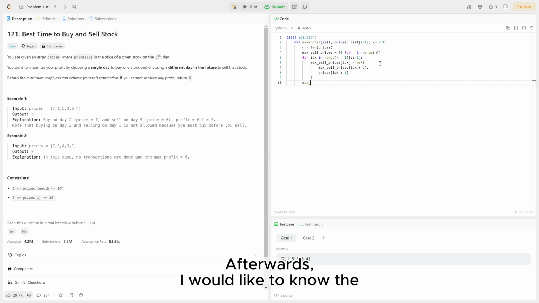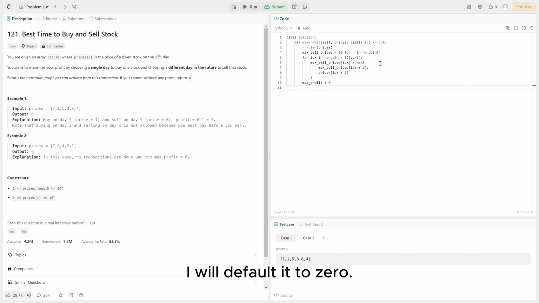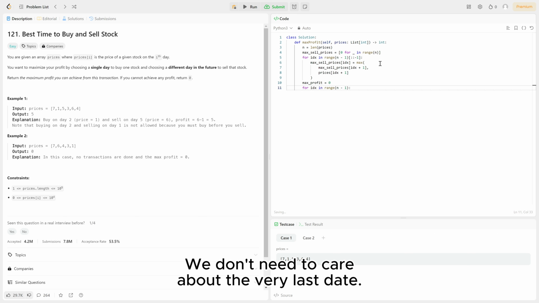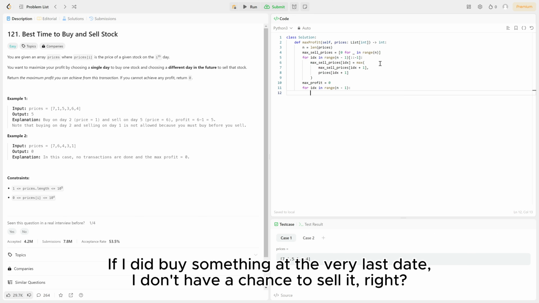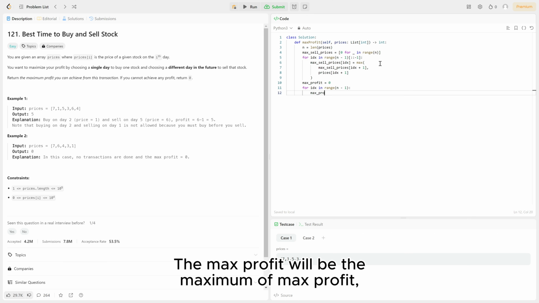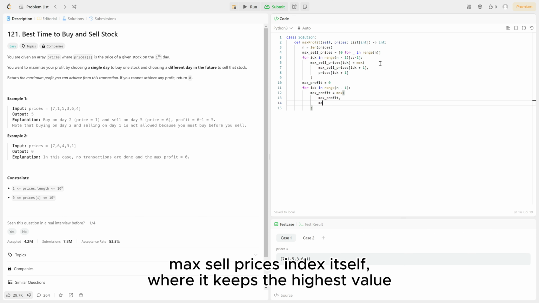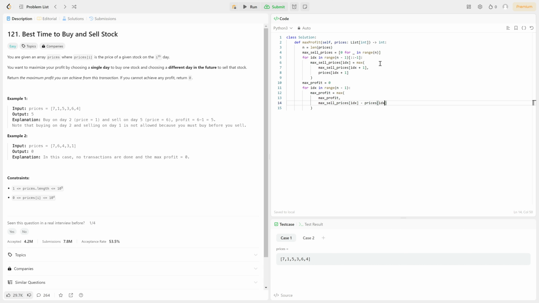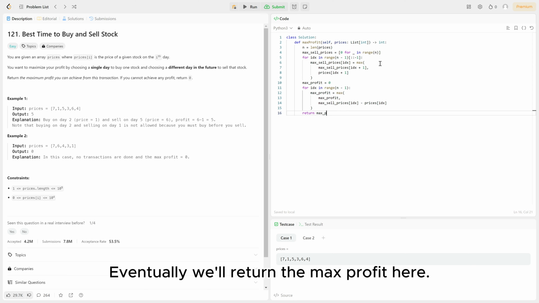Afterwards, I would like to know the max profit I can get. I will default it to 0. Now I will loop through the array again. We don't need to care about the very last day. If I did buy something on the very last day, I don't have a chance to sell it, right? So we can just iterate index from 0 to n minus 2. The max profit will be the maximum of max profit itself and max sell prices at index, where it keeps the highest value from index plus 1 to n minus 1, minus prices at index. Eventually, we'll return the max profit here.